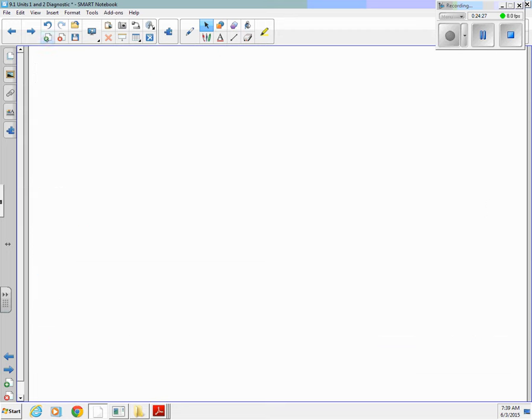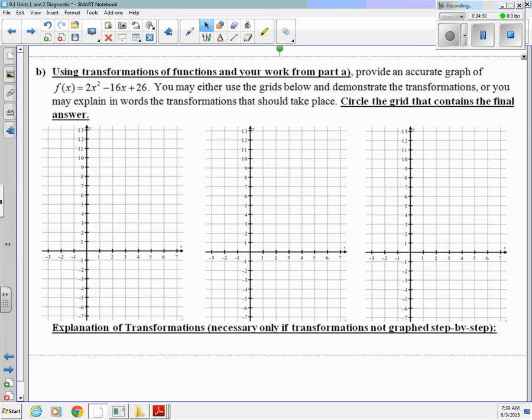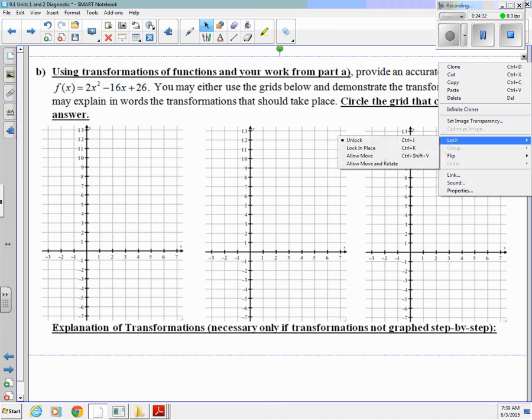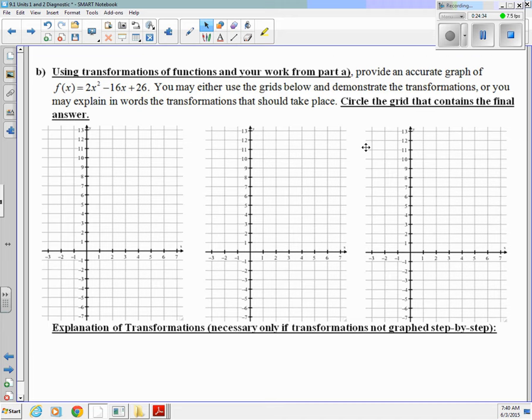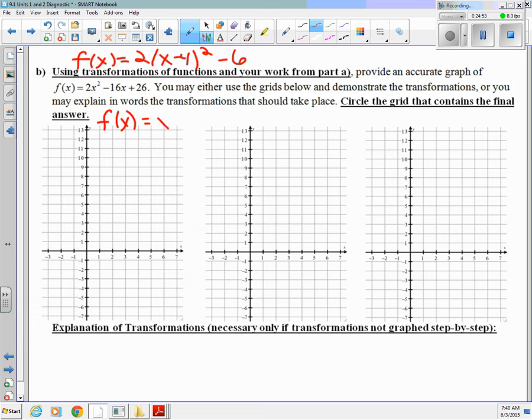Okay, so now I have part B, which I'm actually going to cut and paste into a new document here. Here's my part B. I would like to use my transformations of functions and work of part A to make a graph. So now I've transformed my function to this: f of x is 2 times x minus 4 squared minus 6. So I know this is a transformation of x squared. Stuff's just being done on the inside and the outside of x squared.